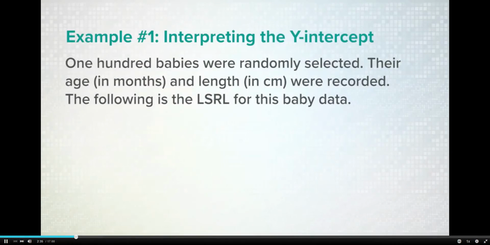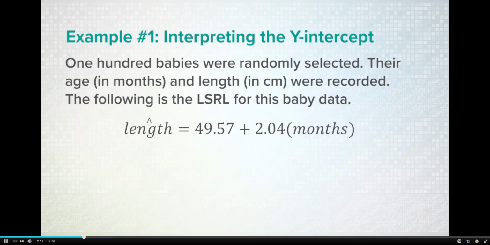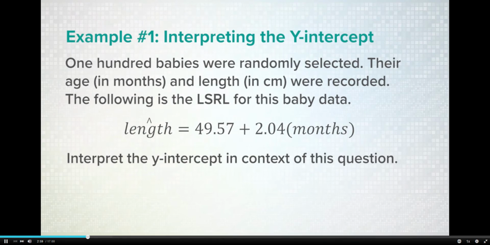Let's explore this together through example number 1. 100 babies were randomly selected. Their age in months and their length in centimeters were recorded. The following is the least squares regression line for this baby data. Length hat equals 49.57 plus 2.04 months. I want you to interpret the y-intercept in context of this question.